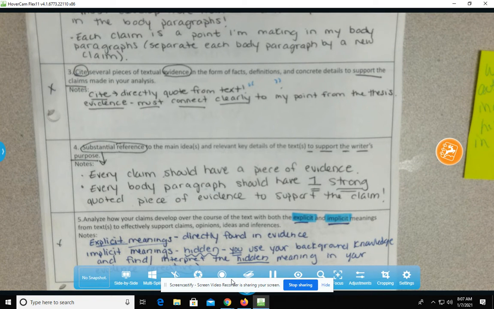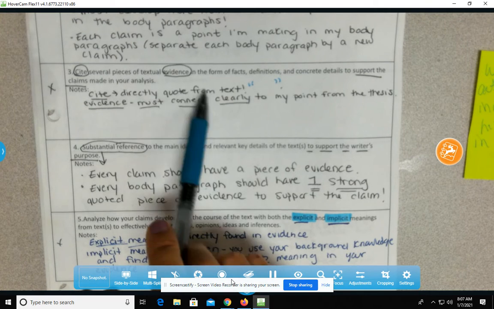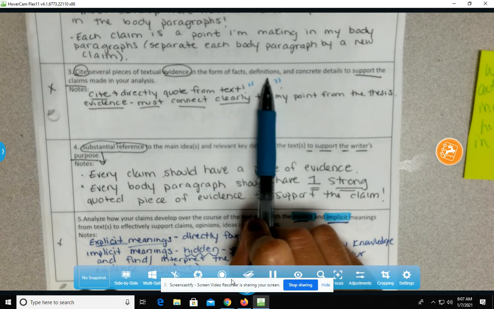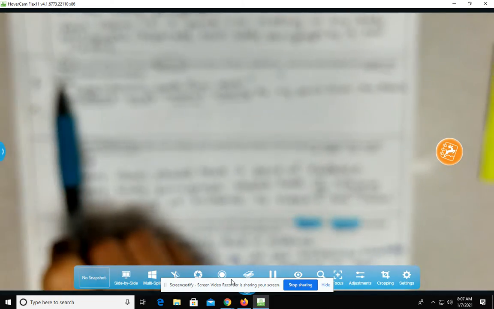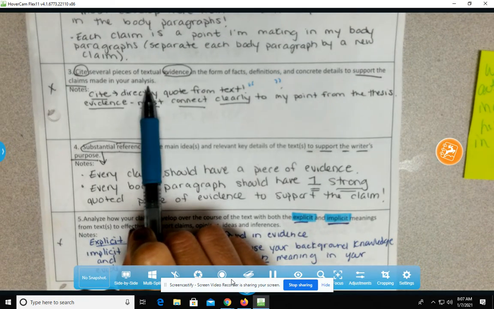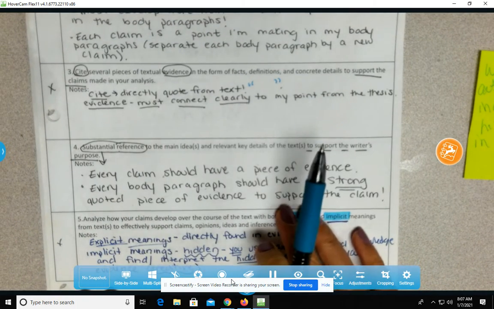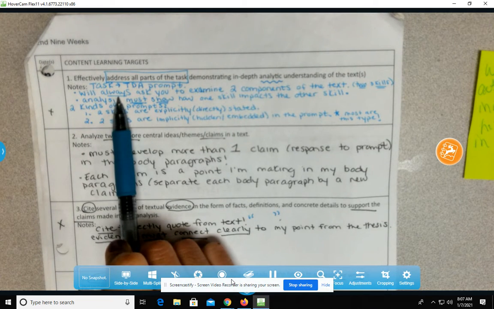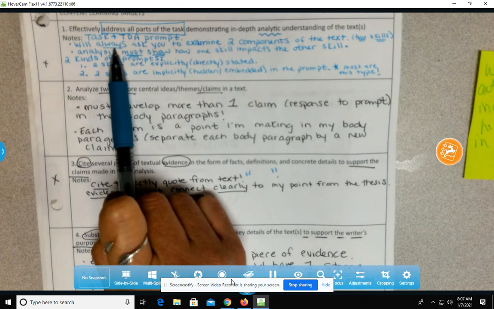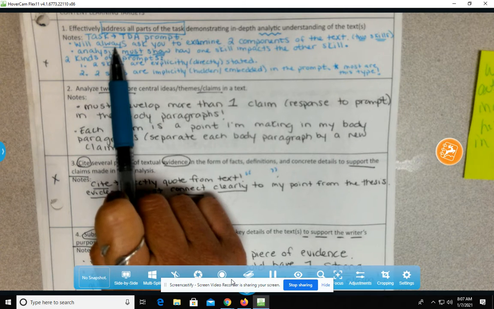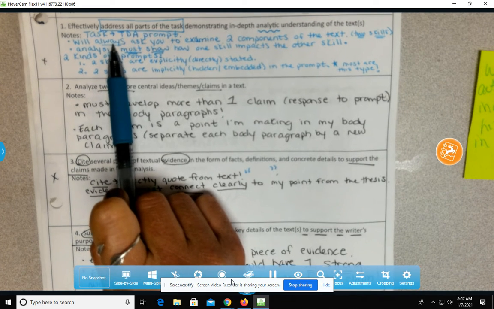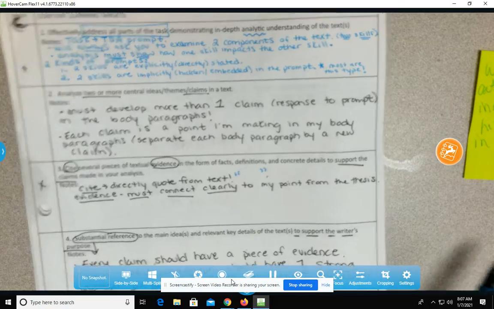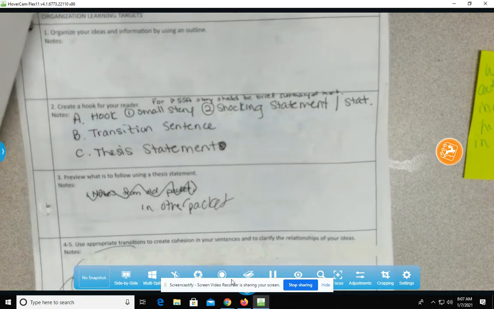Learning target number 3 states to cite several pieces of textual evidence in the form of facts, definitions, and concrete details to support the claims made in your analysis. Now, as we work our way through the process, we start with obviously breaking down that prompt, looking for those 2 skills that we need to go back in the text and look for. We then go back in the text and look for how we want to address the 2 skills from the prompt. After we do that, we take the time to create a thesis statement.